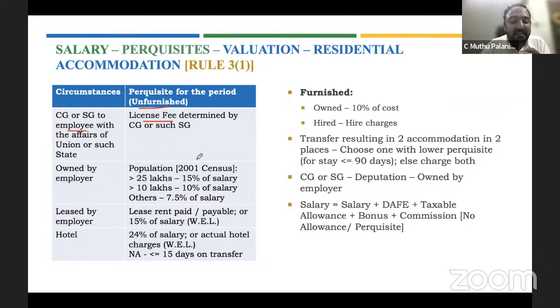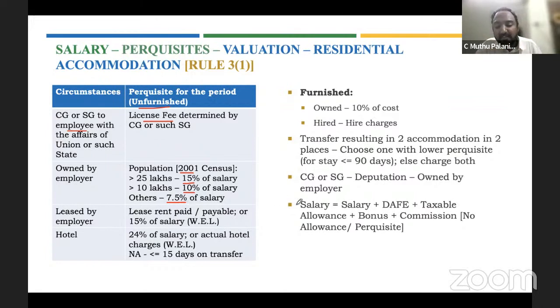Take the census conducted in 2001. If the population is more than 25 lakhs, then 15% of salary. If it is more than 10 lakhs, then 10% of salary. In any other case, it is 7.5%. So 15, 10, 7.5. Population more than 25 lakhs, 15%. More than 10 lakhs, 10%. That is easy to remember. In any other case, it will be 7.5%.